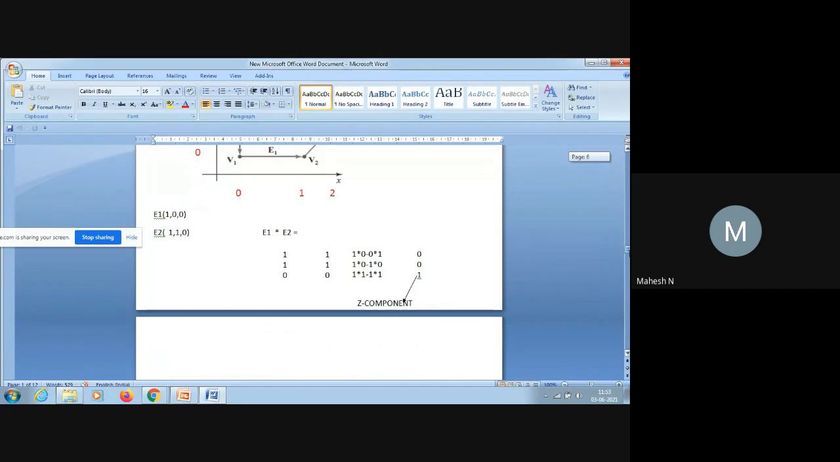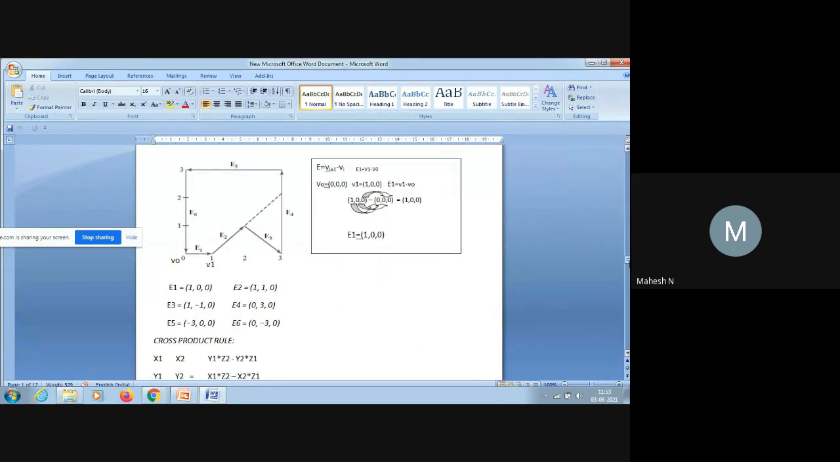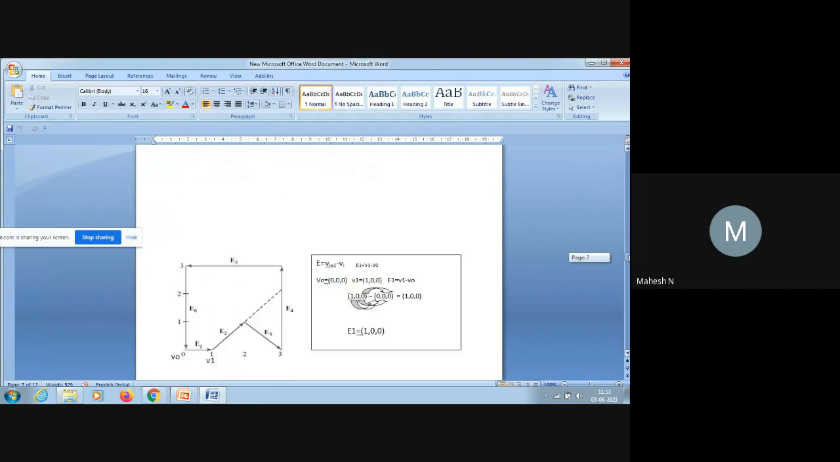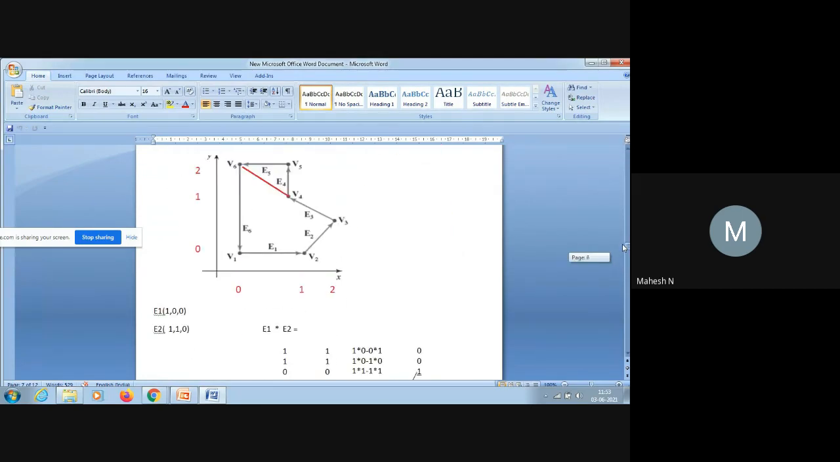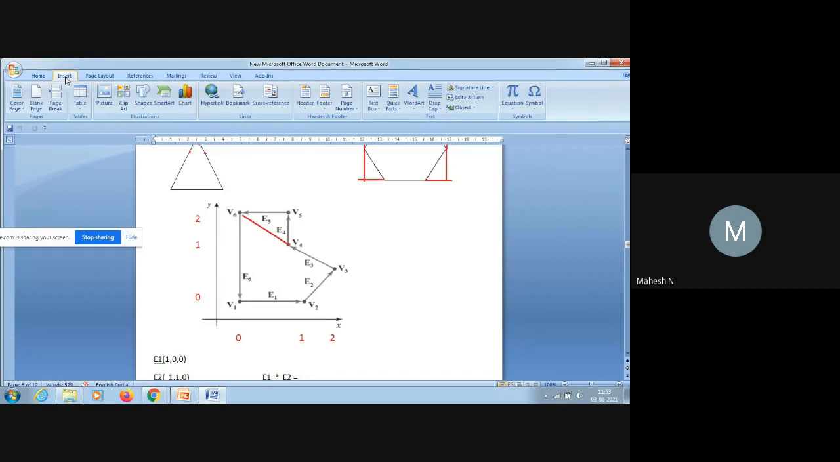So now, first thing is, this is the same diagram. Okay, let it be a different diagram. Let us take this particular diagram. What I need to find is the cross product between edge 1 and edge 2. So now edge 1 in the sense, 1 minute.